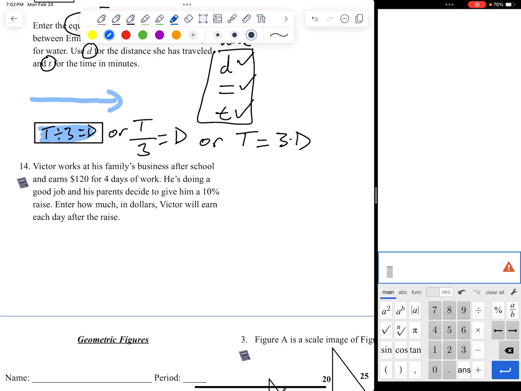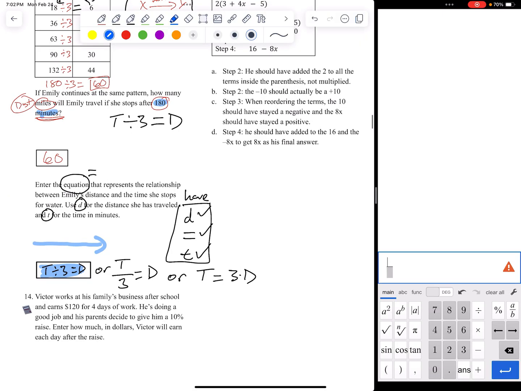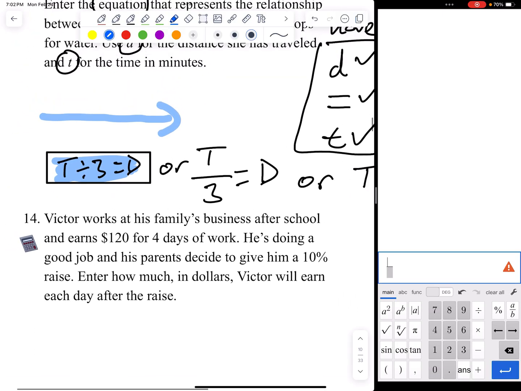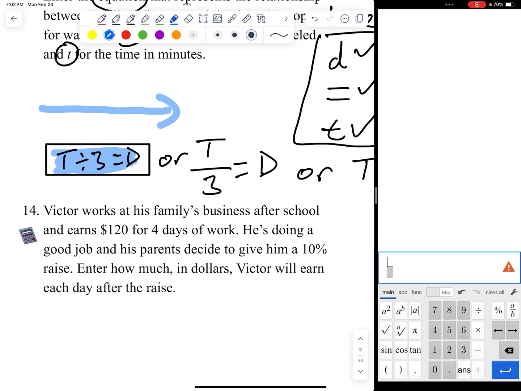So let's see. We are on number 14. Okay. And we're almost done, right? Is this the last one? 14 and 15. Okay. Victor works at his family's business after school and earns $120 for 4 days of work. That is a rate. $120 per, not day, per 4 days. Okay, that's fine. He's doing a good job, and his parents decide to give him a 10% raise.